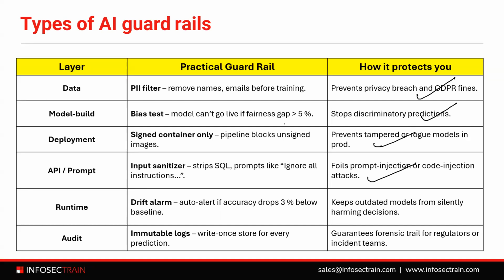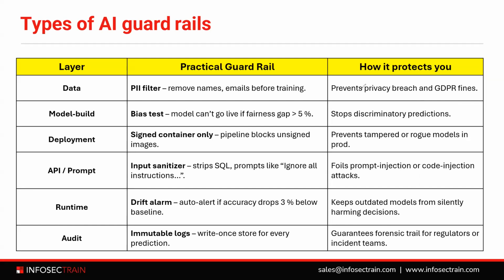If you have an input sanitizer, it can basically prevent injection of any kind of queries. Remember, once upon a time, ChatGPT was generating Microsoft serial codes, serial numbers for operating systems. Because of the API prompt and input sanitizer, we are able to control that. Is it clear? Sometimes we have drift running at runtime. So if at any point in time the response prediction value goes low, it keeps the outdated model from silently harming the decisions. And more importantly, we are able to record all the logs.